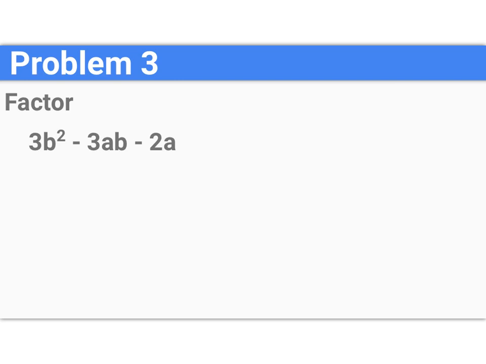And what is common? 3B, 2A. There's nothing in common. So the factors of 2A are 2 and A. So this is going to be a 3B plus 2A, and then let's try B minus 1. And let's see what we get.